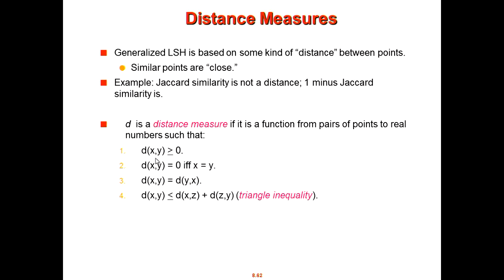First, any distance between 2 points must be non-negative, larger than or equal to 0. The distance between an object and itself is always 0, and d(x,y) is equal to d(y,x), so there is no direction for distance. And the triangle inequality must be satisfied: the distance from x to y is smaller than or equal to the distance from x to z plus from z to y. If the measure satisfies these conditions, then we call this a distance measure.